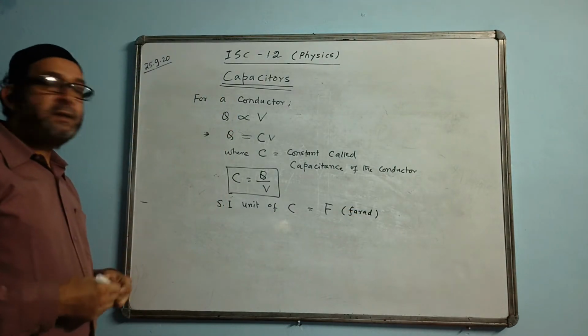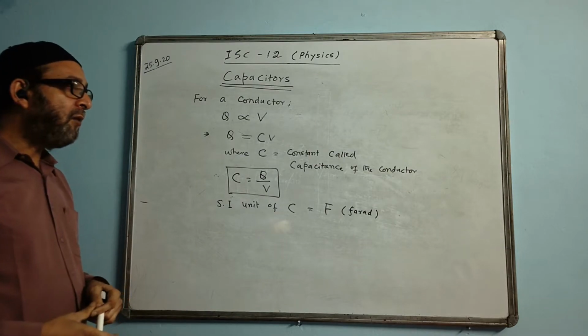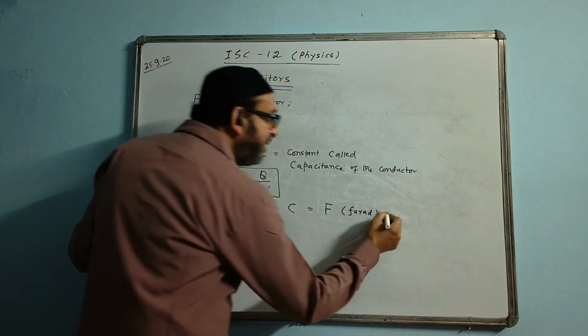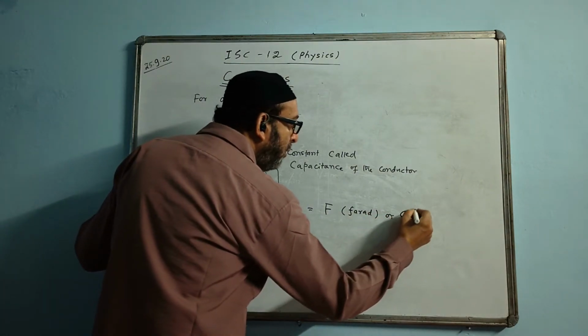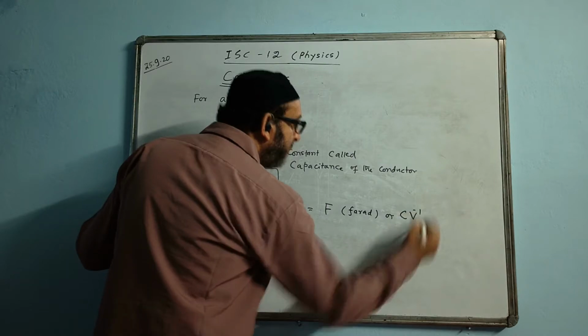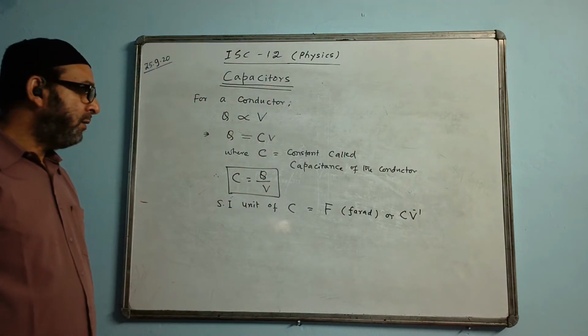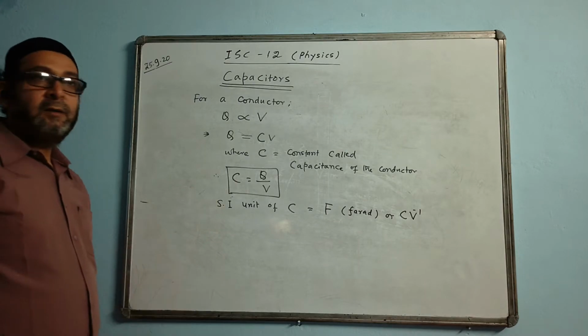The SI unit of C is denoted by capital F, and that means farad, which is the same as coulomb per volt, CV^-1, and it is scalar.